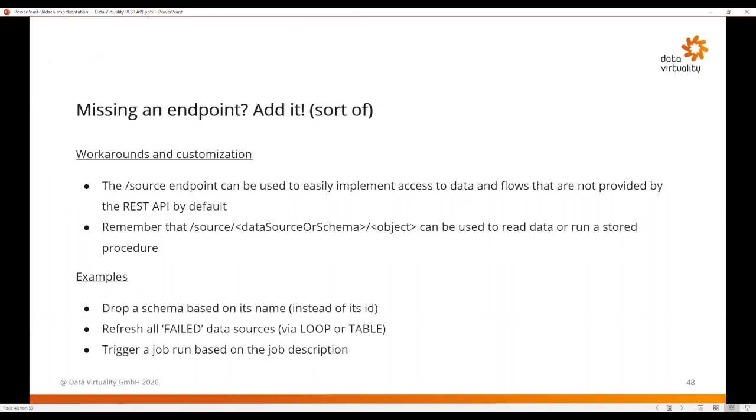For example, you can drop a virtual schema by its ID, but maybe you say, okay, dropping a virtual schema by ID is not very convenient. I would like to drop my virtual schema via its name. So we create a stored procedure which does exactly that. And then we can use the source endpoint to call this stored procedure, provide the name of the virtual schema, and hey presto, we got it working. We can refresh all the failed data sources, as I already said, or we can even trigger a job run based on the job's description.